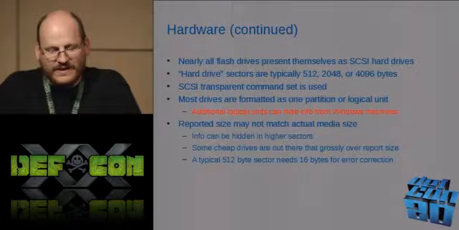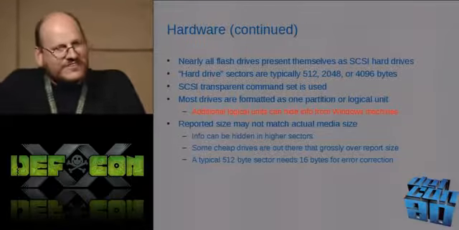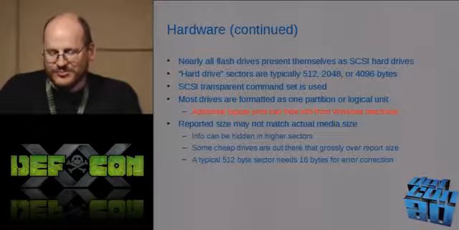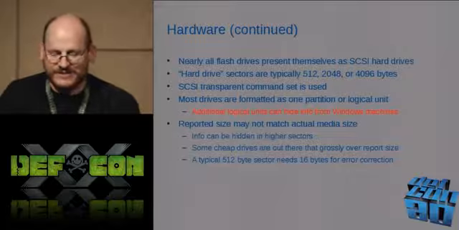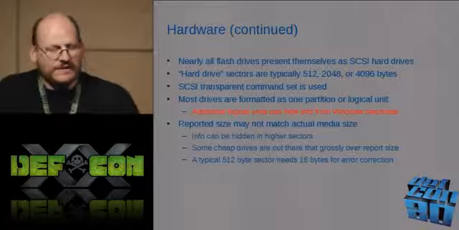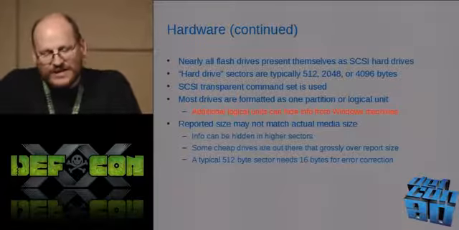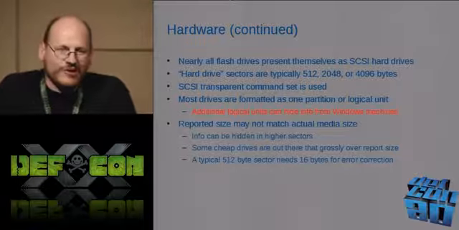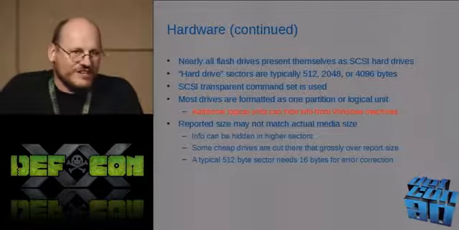Right? So how does this work? These flash drives present themselves as a SCSI device. So they really look like a SCSI hard drive to your computer. And then you have typically 512 byte sectors, and they use the SCSI control set. Most of these devices are pre-formatted as one partition. We don't call them partitions for flash drives, we call them logical units. We call them LUNs, logical unit numbers.